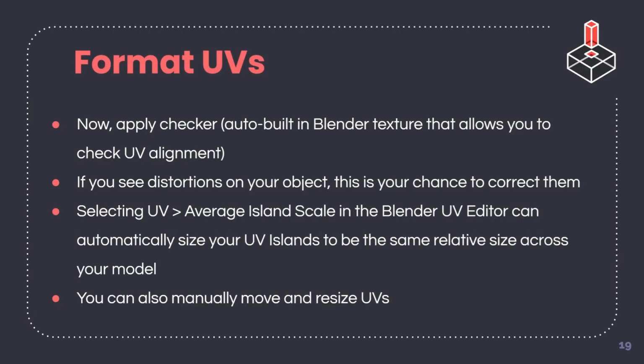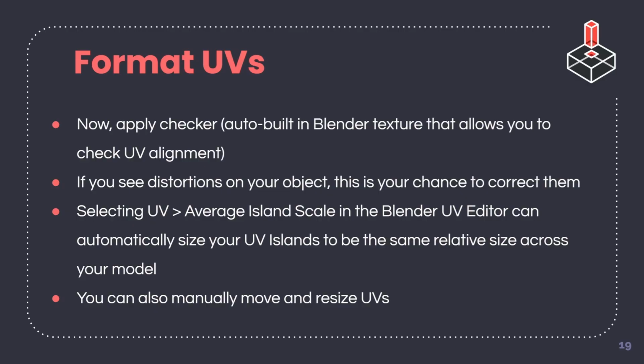Okay, now you're going to apply Auto Checker, which is a built-in Blender texture that allows you to check UV alignment. I bet you've seen this before if you've looked at anything involving 3D modeling, but it is that black and white checker texture that shows up. It also shows up on transparent PNGs in the back. If you see distortions on your object, once you have that checker texture out, it makes it really clear wherever anything might be wobbly or distorted. This is your chance to correct them.